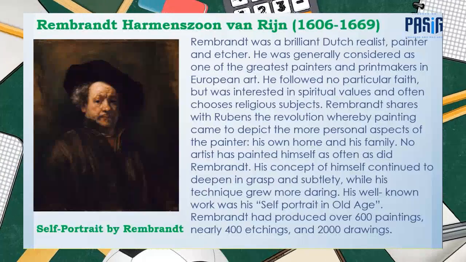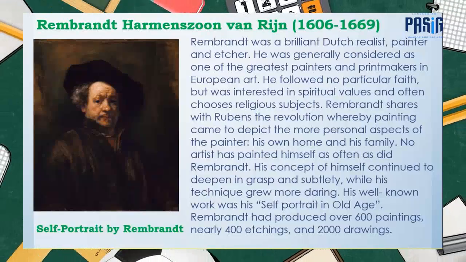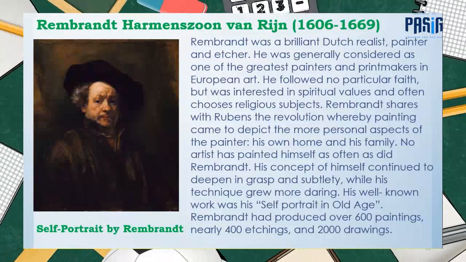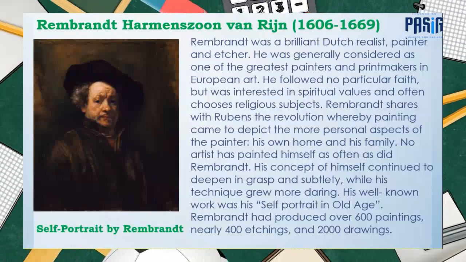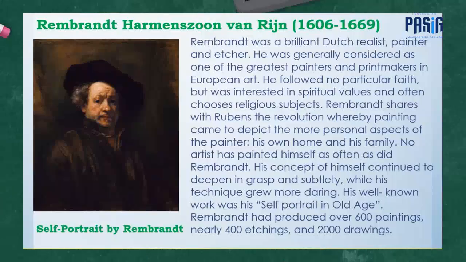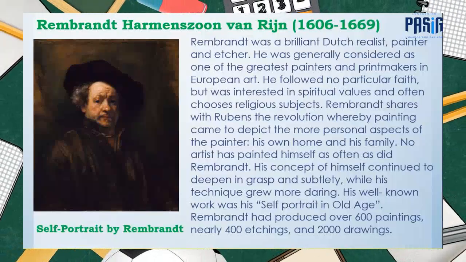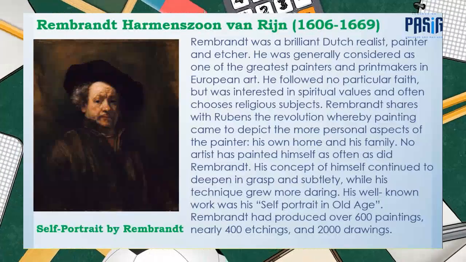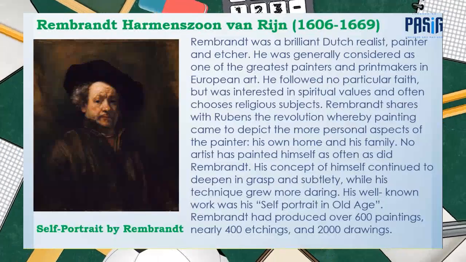His concept of himself continued to deepen in grasp and subtlety, while his technique grew more daring. His well-known work was his self-portrait in old age. Rembrandt had produced over 600 paintings, nearly 400 etchings, and 2,000 drawings. As what you can see here, this painting right here was him, and he made it himself and called it Self-Portrait in Old Age.